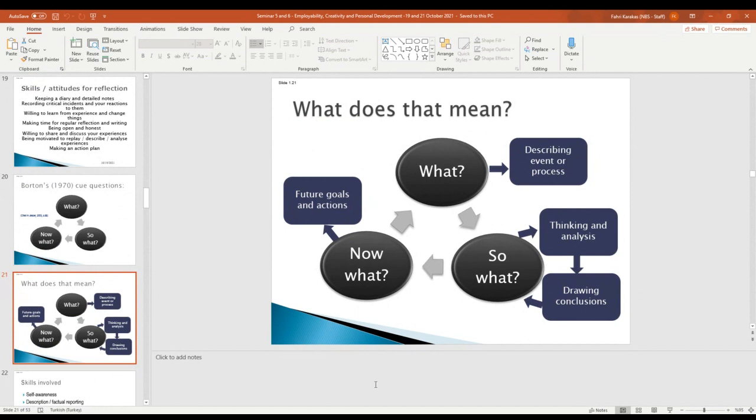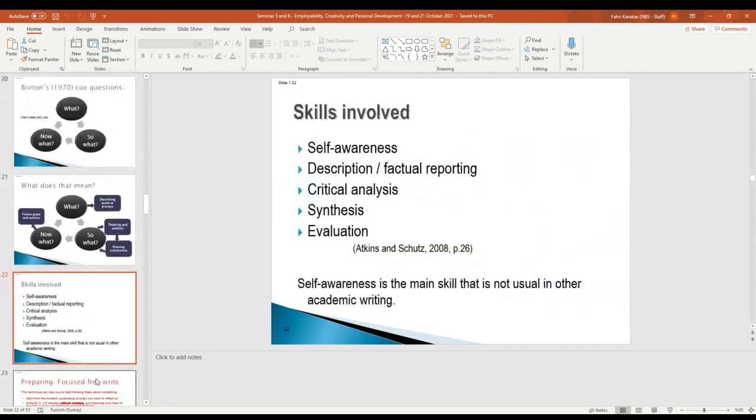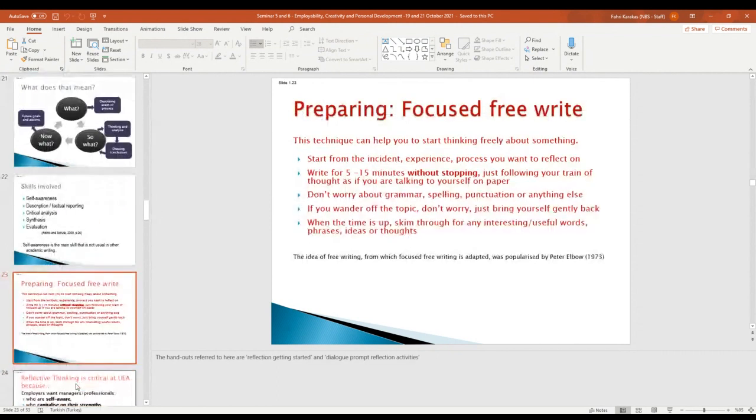We are actually doing a very similar thing in the GIP cycle. Why do we do it? Because we want you to develop these skills: self-awareness, critical analysis, synthesis, evaluation, all these skills.